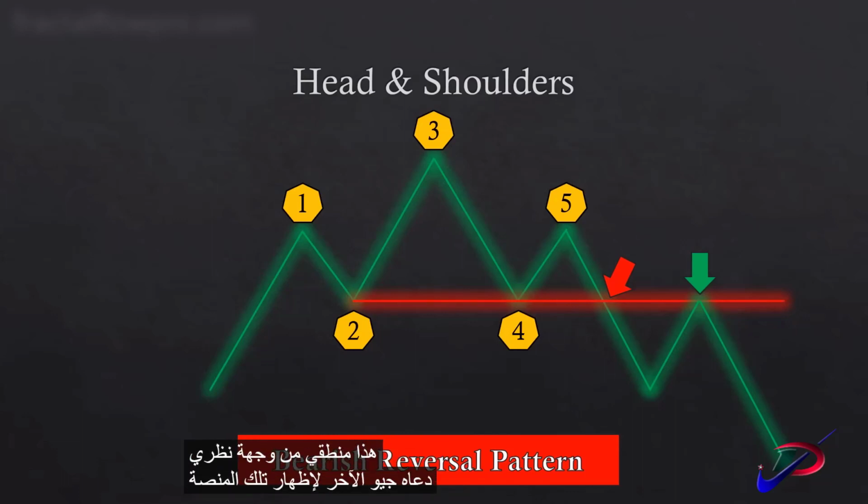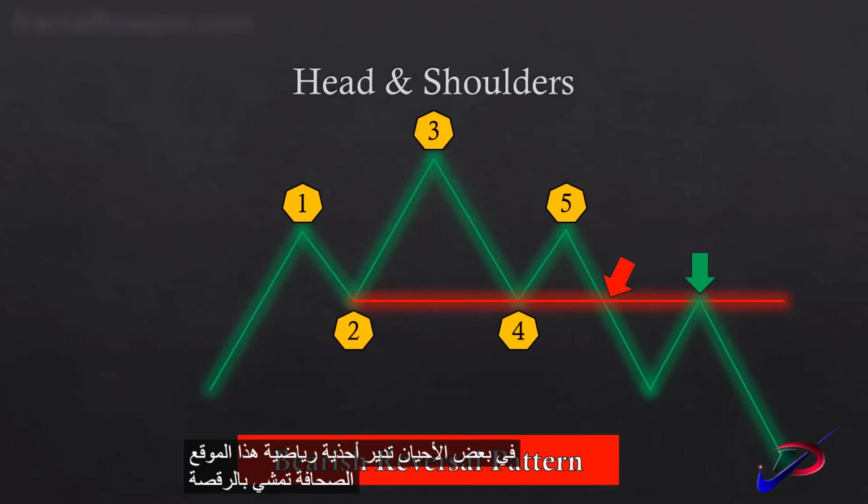Another detail about the head and shoulders pattern is that the neckline might not always be horizontal. Sometimes it can be sloped to the upside or sloped to the downside.